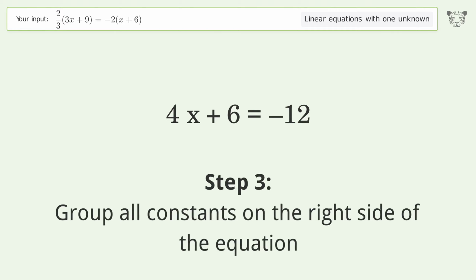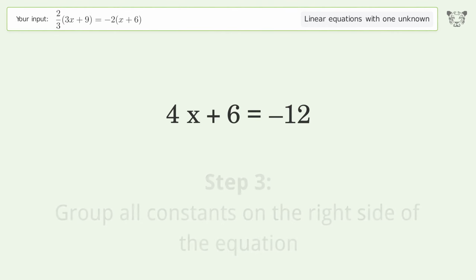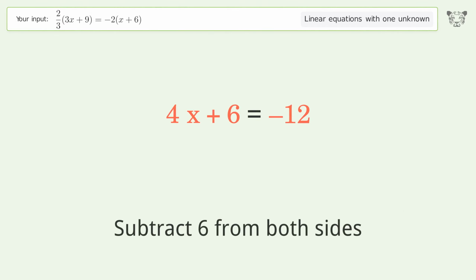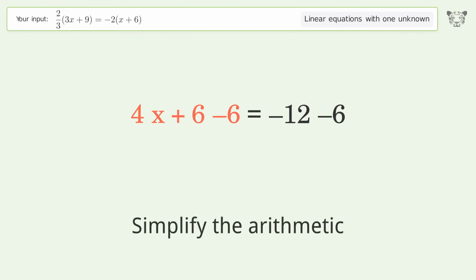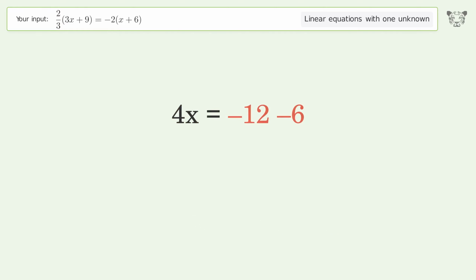Group all constants on the right side of the equation. Subtract 6 from both sides. Simplify the arithmetic. Isolate the x. Divide both sides by 4.